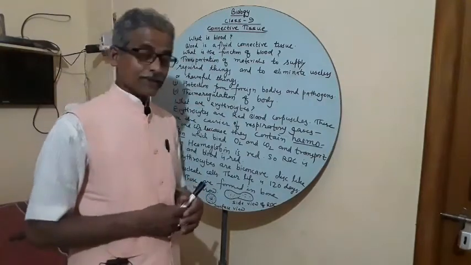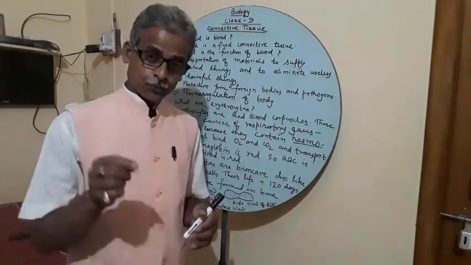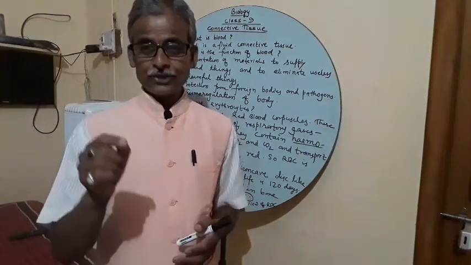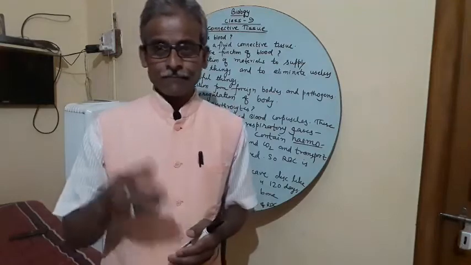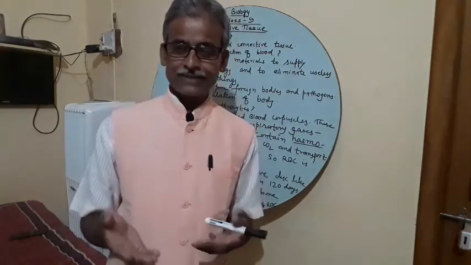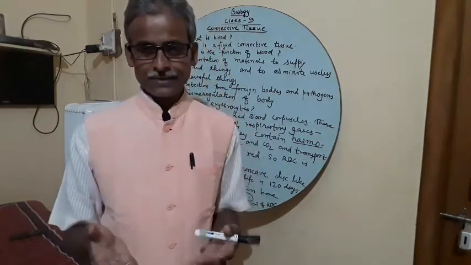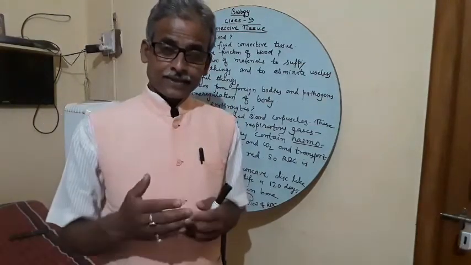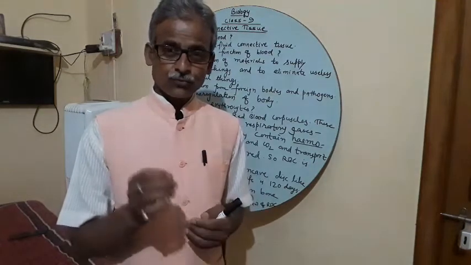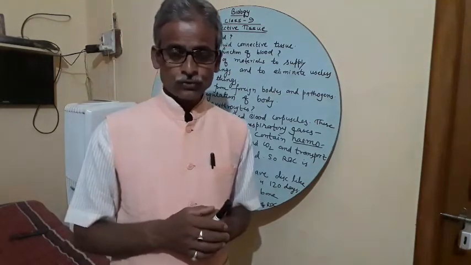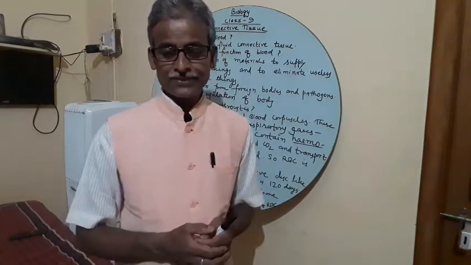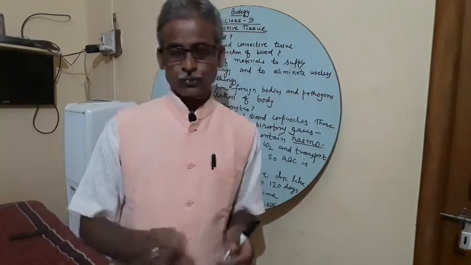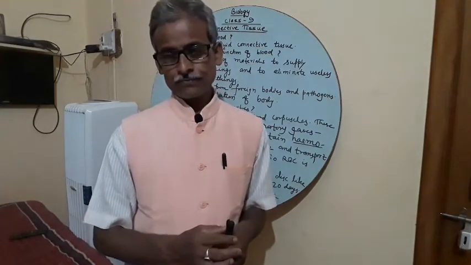The second thing is protection, and protection from foreign bodies, pathogens just like bacteria, protozoans, etc. There are different types of white blood cells. Those recognize those foreign bodies and engulf them, swallow them, digest them, and protect from them.